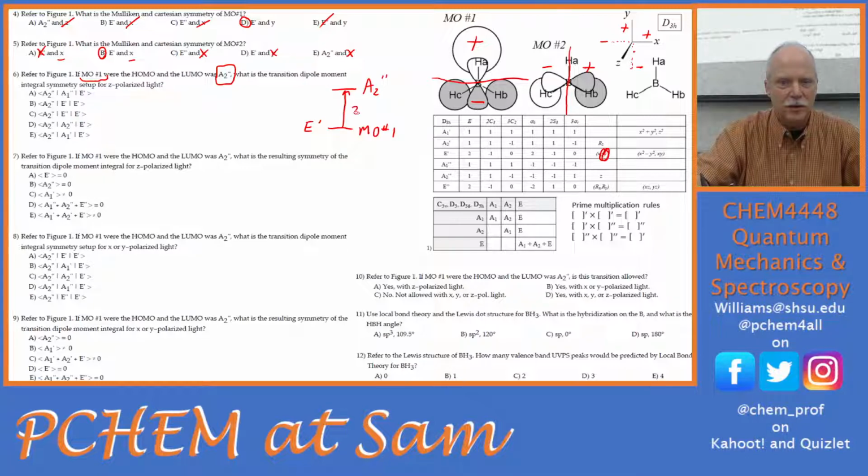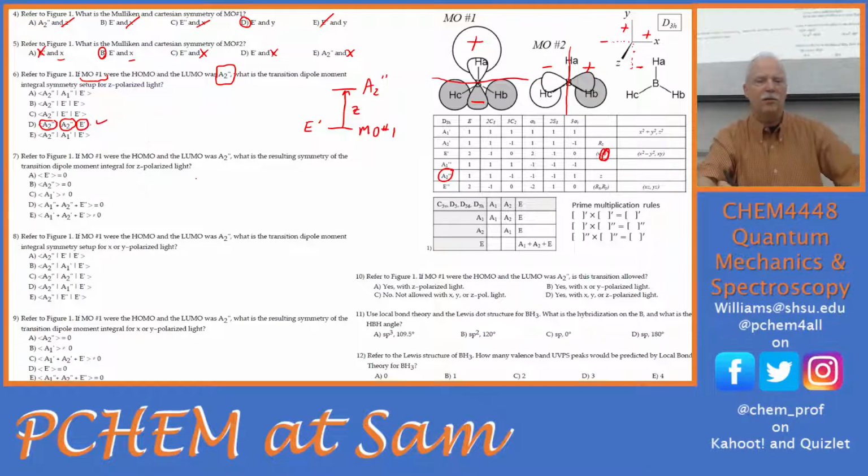And we're using Z polarized light. So we find Z polarized light, that's A2 double prime. And this top one is A2 double prime. So we find this one here. The top one, the LUMO was A2 double prime, and then the Z polarized light is A2 double prime. And then the lower state is E prime. So that's the one that has all 3 on it. Okay. So that's the setup, and then you multiply them using the direct product table.